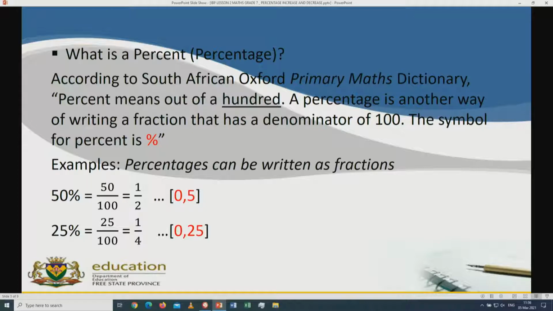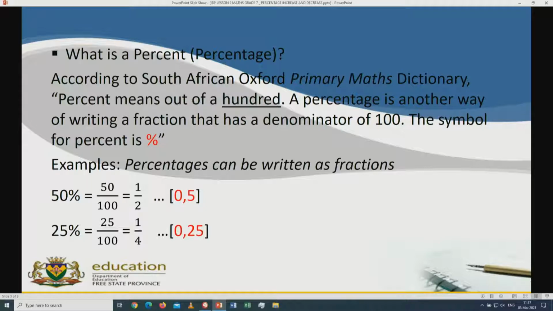Now, let's go straight to the examples. Percentages can be written as fractions. Let's look at the first one. It says 50%. How do we write 50%? Convert it to a proper fraction. We take 50, then we divide it by 100. If I have to simplify 50 divided by 100, that is obviously a half. 50 into 50 goes once, and 50 into 100 goes 2 times.